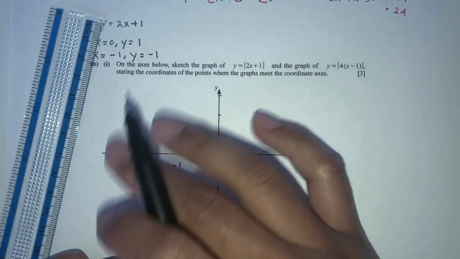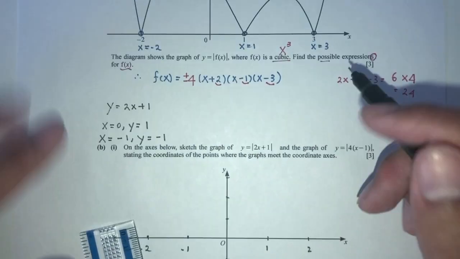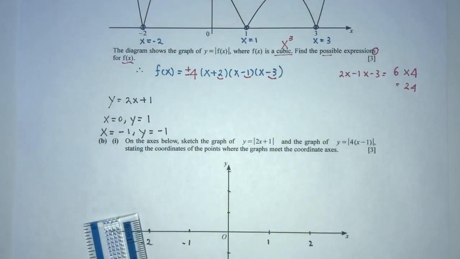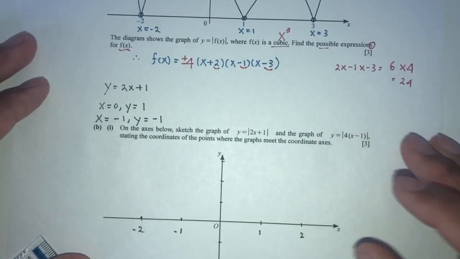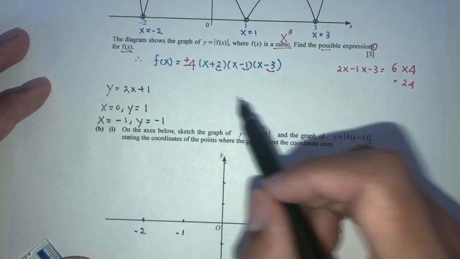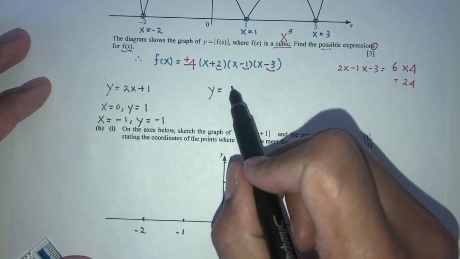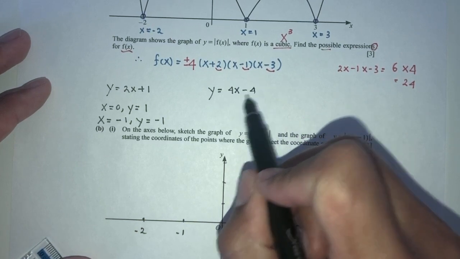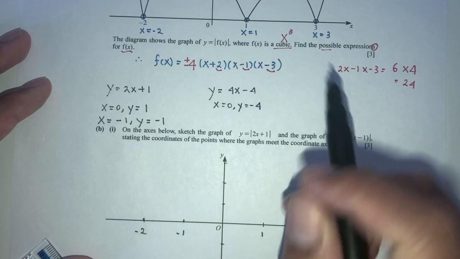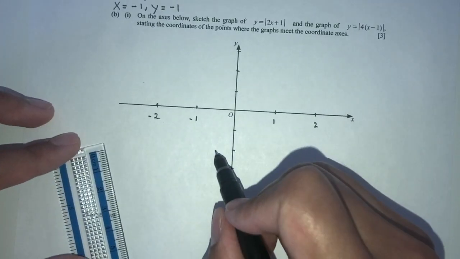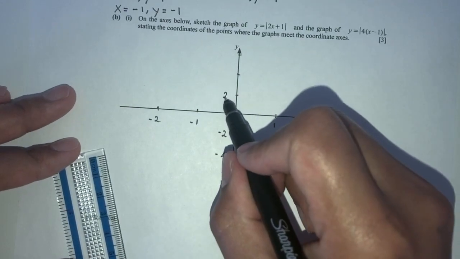Just to make sure that everything will fit in here, let me first find the other points that I need for the other line before I make the vertical axis, just to make sure that I have enough space for both. So this will become what? y is equal to 4x minus 4. Now when x is equal to 0, the value of y will be minus 4. So let's have minus 4 here. So I have enough space. That should be minus 2, and that should be 2 and 4.